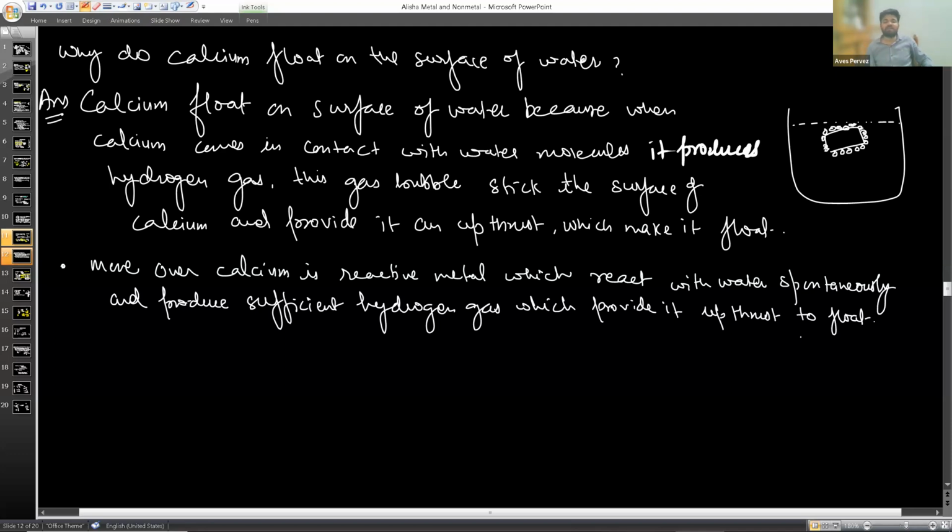Moreover, calcium is a reactive enough metal that it reacts with water spontaneously and produces a sufficient amount of hydrogen. For example, there is an element that also reacts with water, but it cannot provide the sufficient amount of hydrogen required to uplift it, to float it. In the case of calcium, when calcium reacts with water, it can float over the surface, because it can provide a sufficient amount of hydrogen. First, memorize it, please. Memorize it fast.